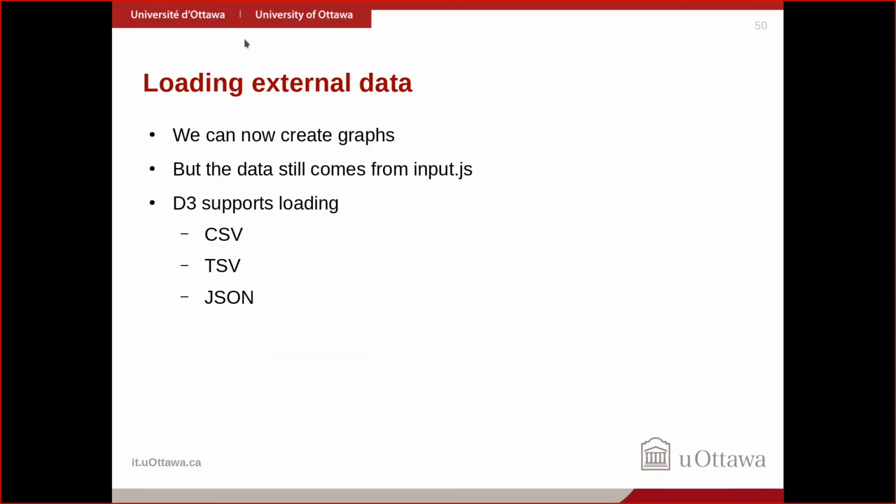So, loading of the external data. We've got a bar chart now, so we can make graphs, which is nice. But the data is still inside of our input.js file, and that's probably not the best way for it. You really want something that loads data externally, like a CSV file somewhere, and then you can just load that through D3. It also supports other formats like TSV or JSON. Here we'll be using CSV because it's a nice, easy format, comma separated values, which is what CSV stands for.